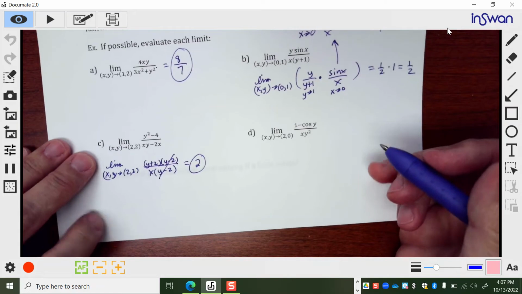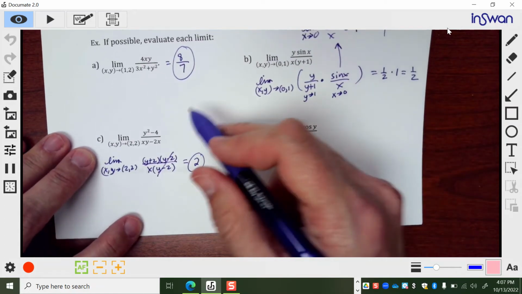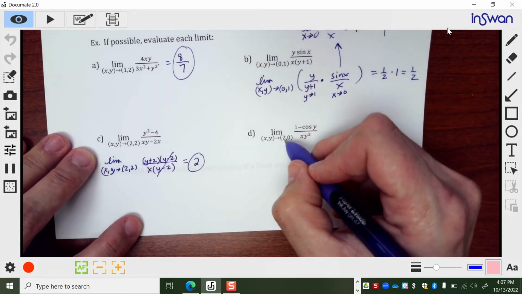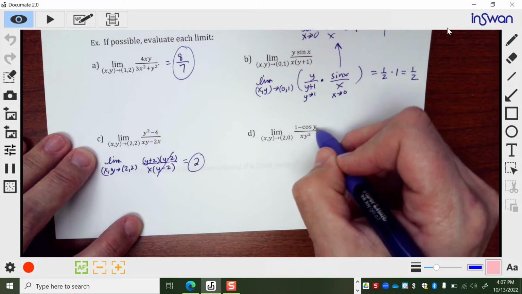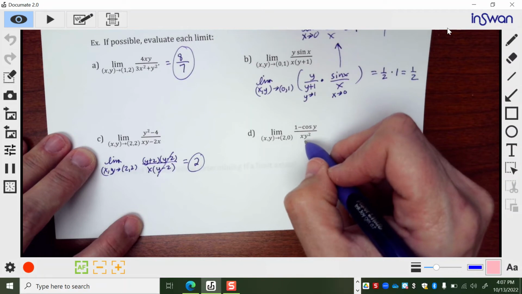All right, here, same thing happens to me as earlier up here. If I plug in 0 right here, 1 minus cosine of 0 is 1, so 1 minus 1 is 0, and I end up getting a 0 in the denominator as well.